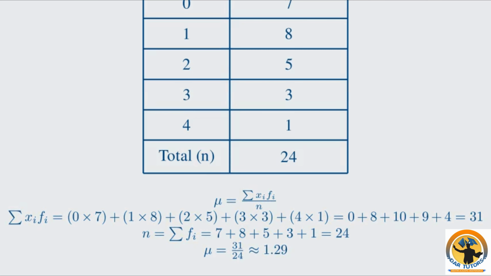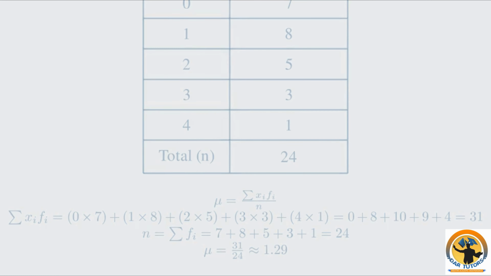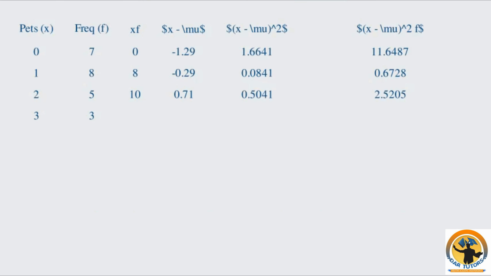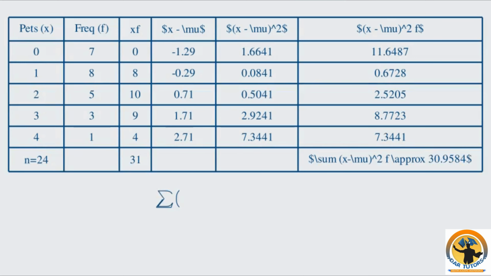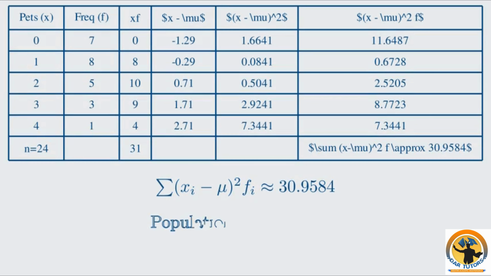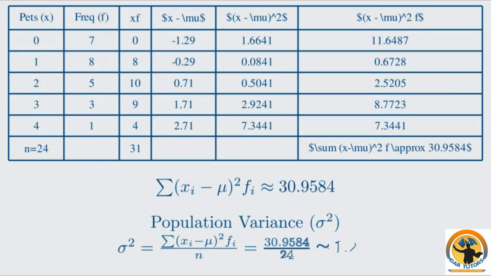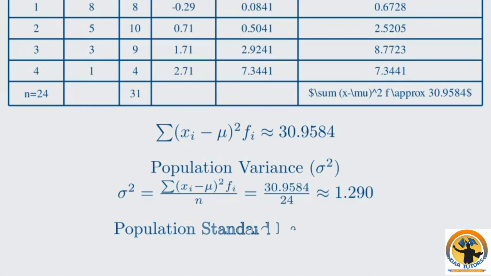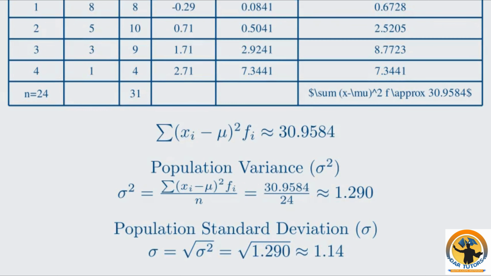Now for the variance and standard deviation. A table is the best way to keep track of our calculations. The sum of the last column is the sum of (x minus mu) squared times f, which is approximately 30.96. Now we can find the variance. We divide this sum by the total frequency n, which is 24. This gives us a variance of approximately 1.29. Finally, the standard deviation is the square root of the variance, which is approximately 1.14.